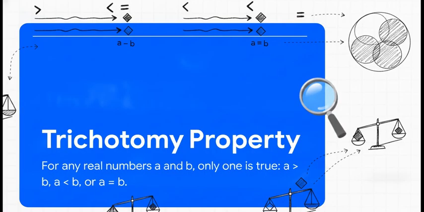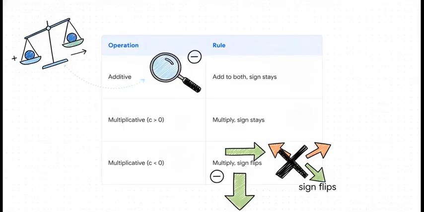Yeah, I know, big word, sounds kind of intimidating, right? But honestly, it's deeply logical. It just means that when you compare any two real numbers, let's call them A and B, there are literally only 3 possible relationships they can have. Either A is greater than B, A is less than B, or A is exactly equal to B. Only one of those can be true at any given time. Simple as that. Inequalities also have additive and multiplicative properties.